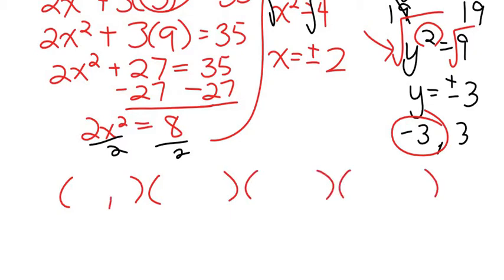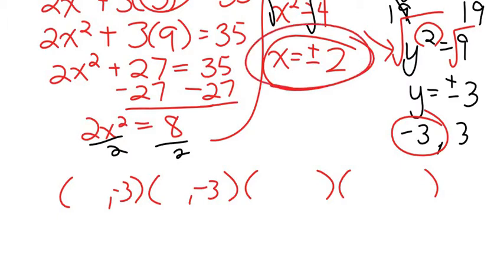When I plugged in that negative 3 into that second equation, what did I get as an answer? I got 2 possibilities. So you're going to have 2 possibilities here. Each of these, the y variable is going to be that negative 3. When I plugged it in, I got 2 possibilities. I could have a positive 2 and I could have a negative 2.